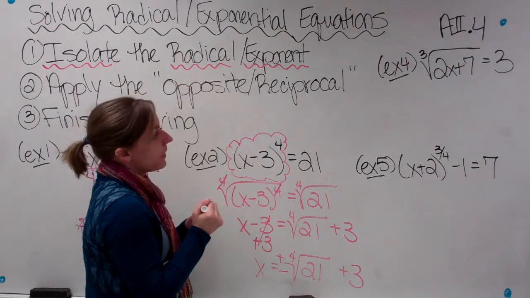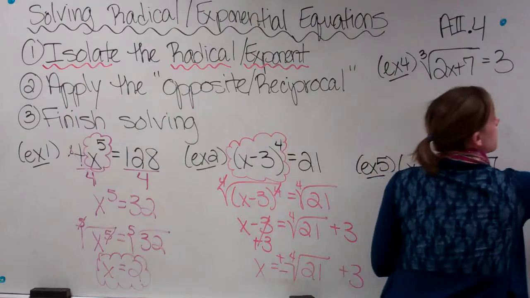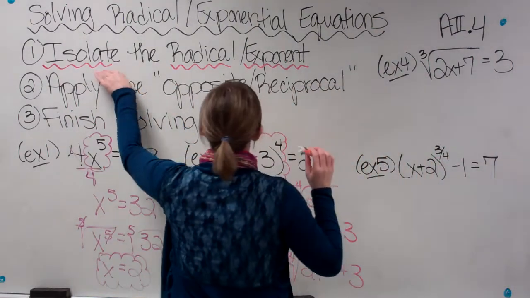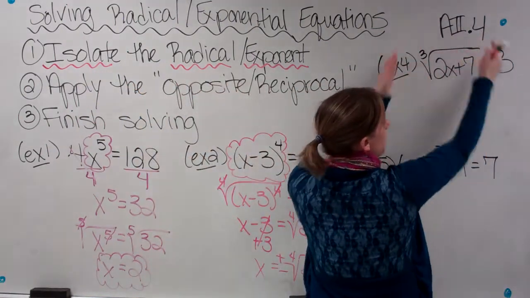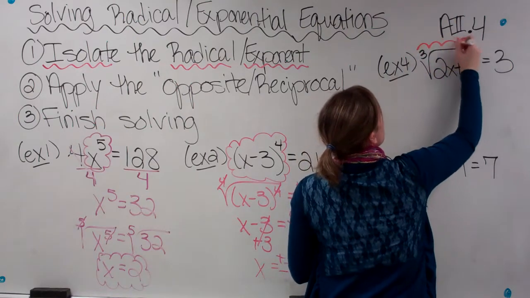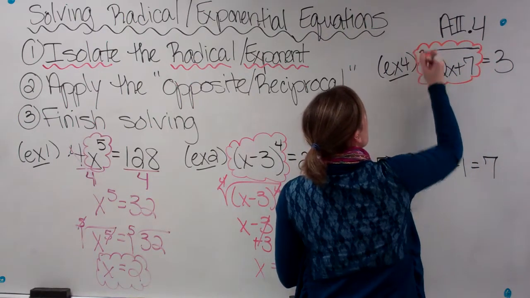Again, we isolate, we do the inverse or the opposite, and then we have to finish solving like we normally would. All right, so then this one, first step, is it isolated? Yes. The radical, there's nothing around it, so it is isolated. So this is what we want to solve.